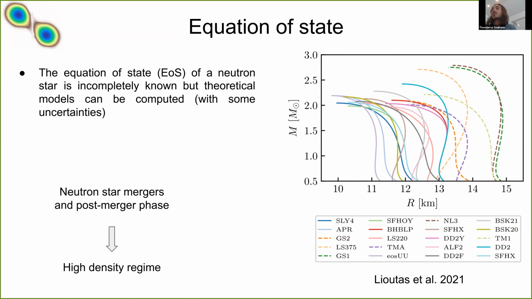Basically, the plot here on the right is the mass and radius relation for single stars that do not rotate. Each curve corresponds to a different model, okay? So the goal is to constrain this plot, let's say.